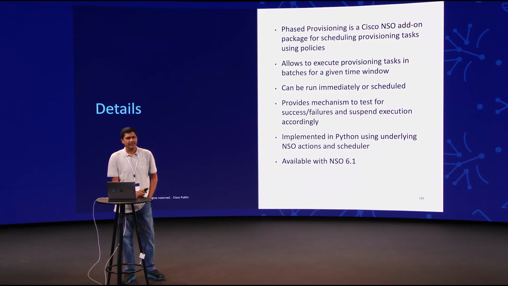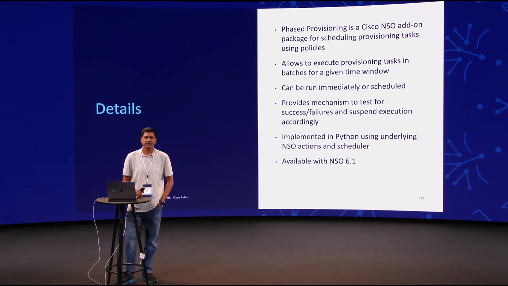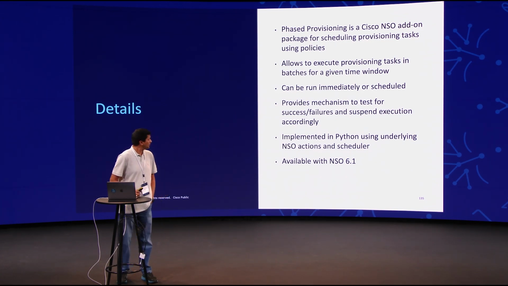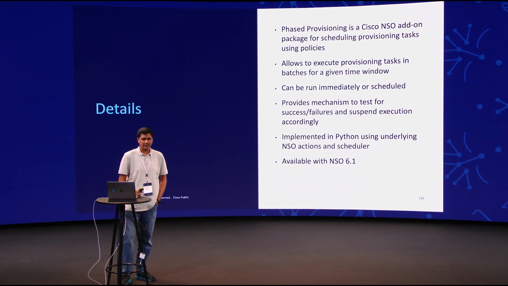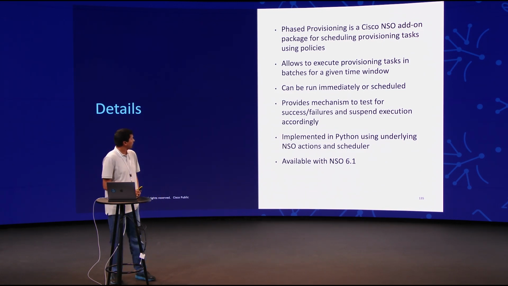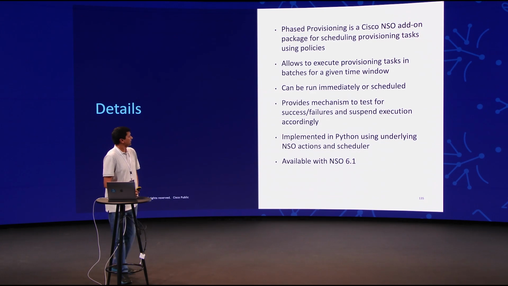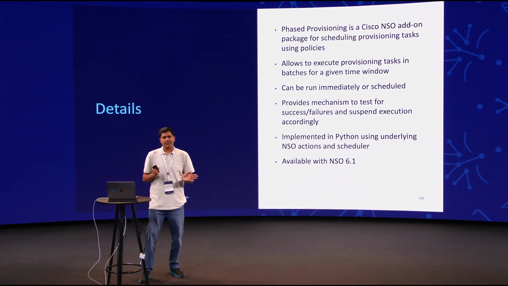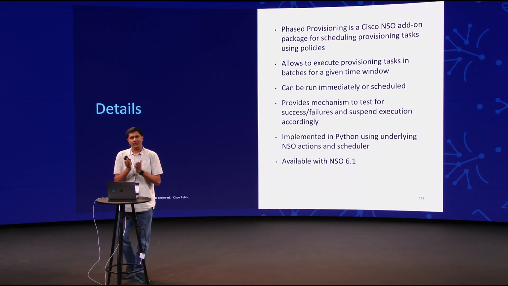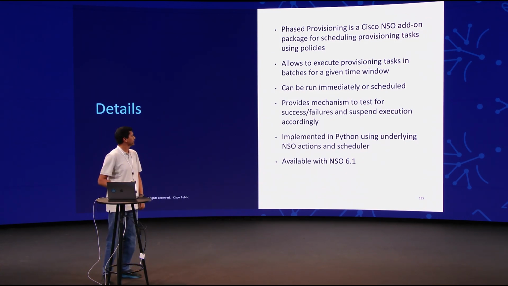So phase provisioning is a Cisco NSO add-on package. When I say add-on package, it's like what you have already: resource manager, observability exporter. In the same way, it is also an add-on package, and you just load it as a normal package and start using it. What it does is help in provisioning your tasks in a scheduled way with customer-provided policies. And it allows you to execute this task in scheduled windows or a time period. And it can be recurring also.